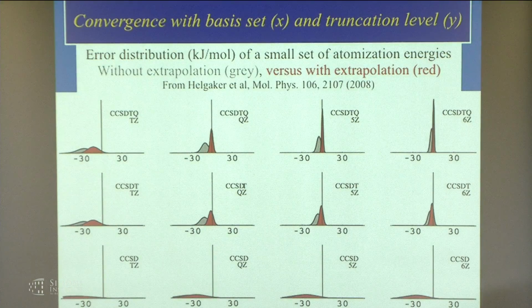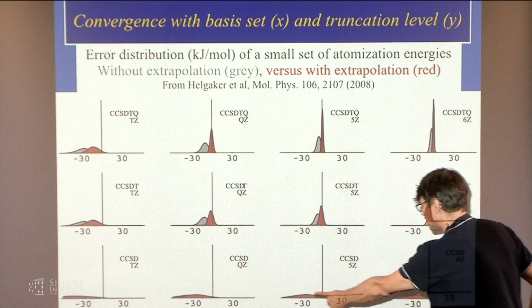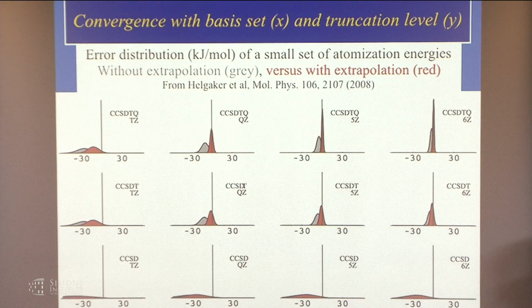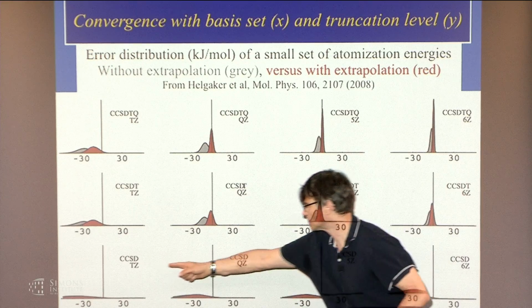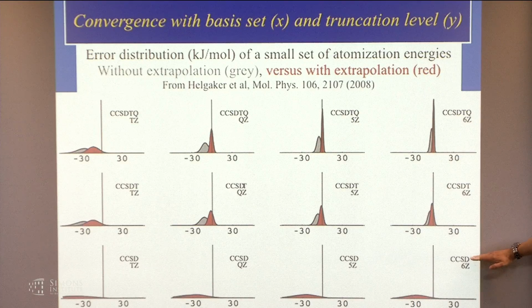All right then, so let's just see it in practice. This is a kind of a beautiful figure where as you walk across the x-axis, we're increasing the one particle basis set. So this is triple, quadruple, quintuple, and hextuple zeta. Don't worry about the acronyms. And as we climb up the y-axis, we're going from singles and doubles to singles, doubles, triples, to singles, doubles, triples, quadruples.